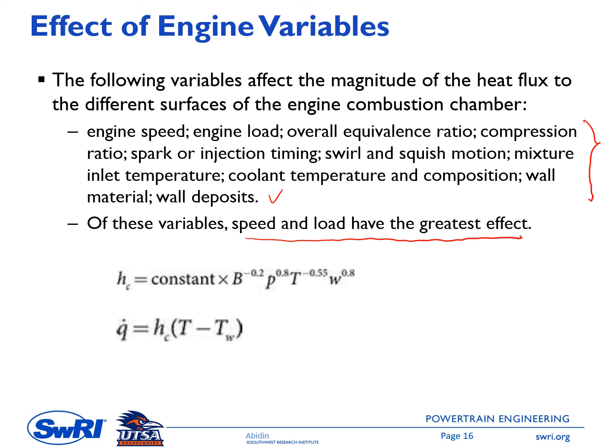This is an example of the convection coefficient empirical correlation. It's a function of a constant, and then B here is the characteristic length, which is usually the engine bore. P here is the engine cylinder pressure, which is mainly controlled by the engine load. Temperature is also mainly controlled by the engine load. W here is the gas velocity, and it is mainly controlled by the mean piston speed, which is the engine speed. And you can see in here that this heat transfer coefficient governs the amount of the wall heat transfer.